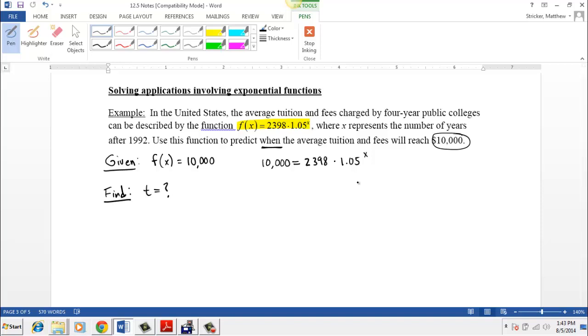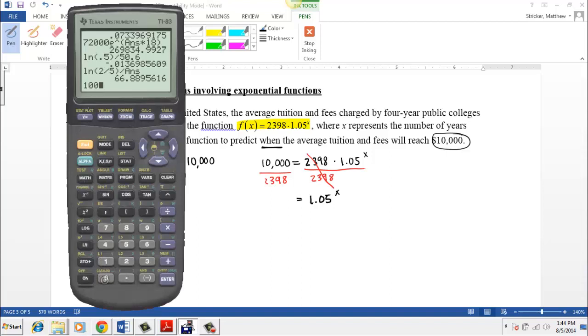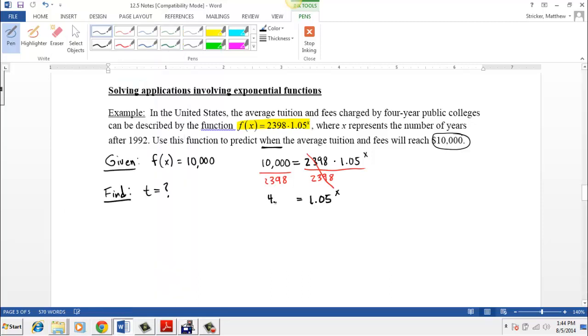Now what do we do after this? How do we solve something like this? Is it really any different than the last examples we've been looking at? Well, hopefully you say the answer is no. It's not any different, because what do we need to do? We need to isolate the exponent. We need to divide both sides by the 2398 to get that exponent by itself. Now the right hand side is just 1.05 raised to the x power. We're going to get something ugly on the other side. 10,000 divided by 2398 is going to be some kind of ugly decimal. Let's just write 4.17.